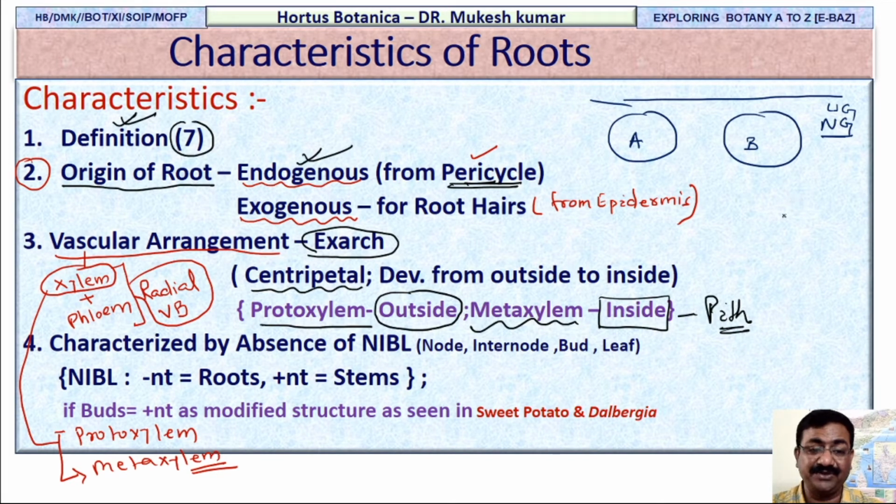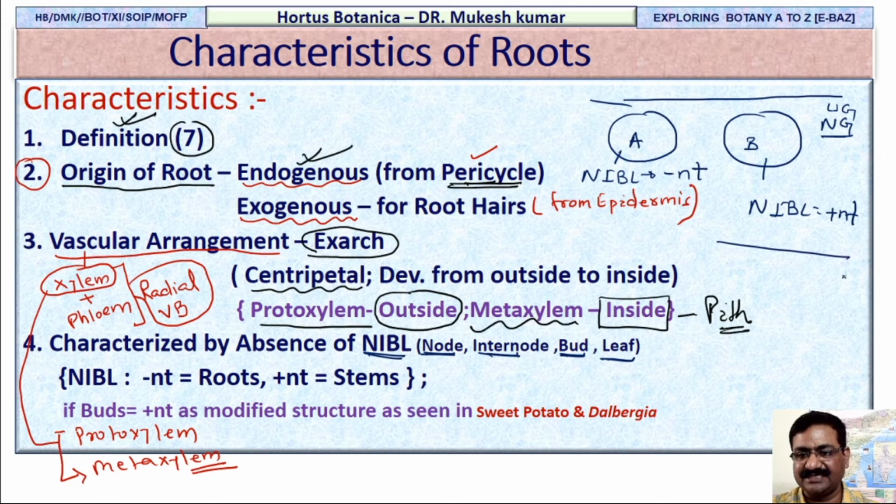Mind well. If you see, a very good mnemonic I have created for you. Nibble. Nibble stands for node, internode, bud and leaf. Remember again, node, internode, bud, leaf. This is called nibble. So if you are finding A, B, if B has nibble present, and A has no nibble, N-I-B-L, node, internode, bud and leaf, if it is absent. So see, these are the nodes. In between two nodes, there is one internode.